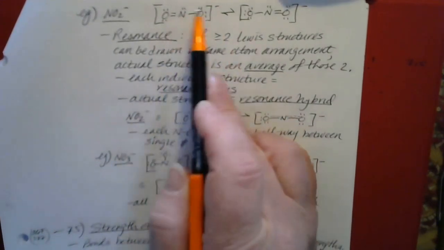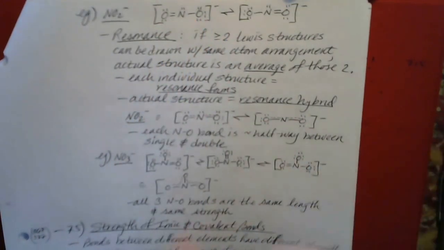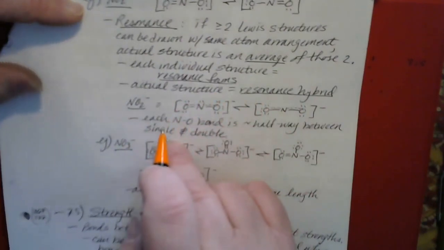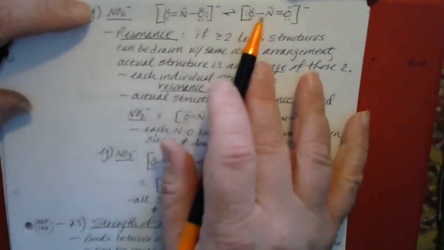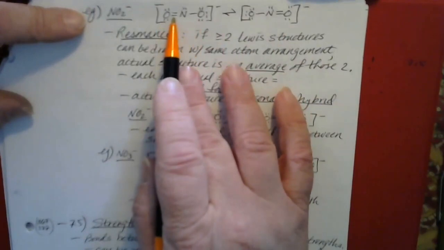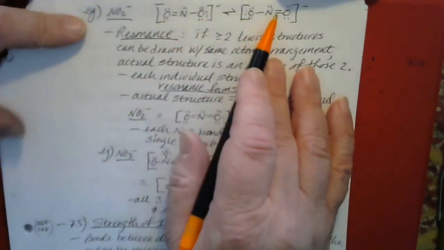In real life, both of the bonds in the nitrite ion are of equal length and equal strength. And the reason is resonance. And it's not even a case where you've got the structure flipping back and forth quickly between one form and the other. So maybe it goes, double bond on the left and it flips to double bond on the right, left, right, left, right, left, right really fast.